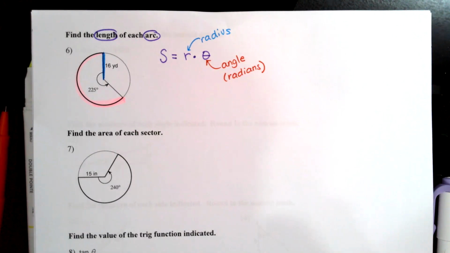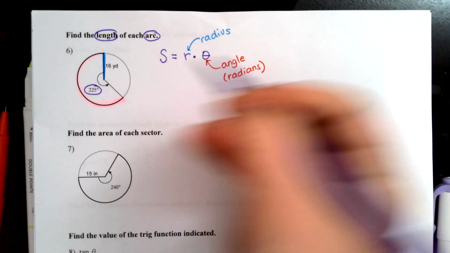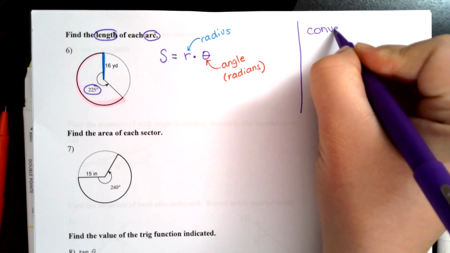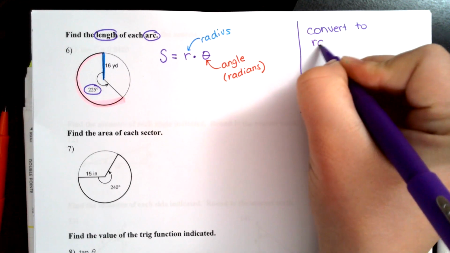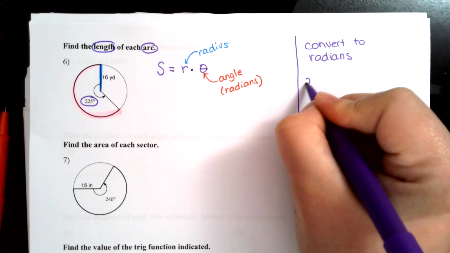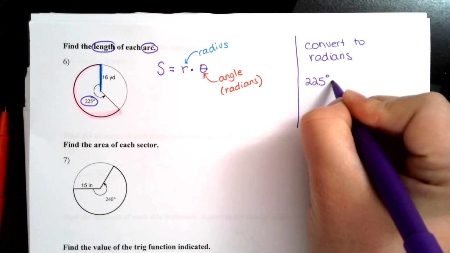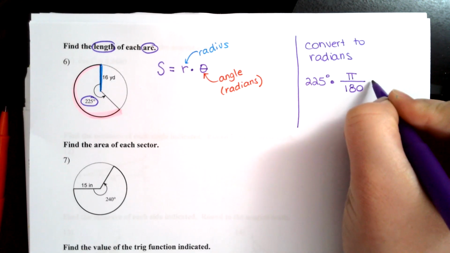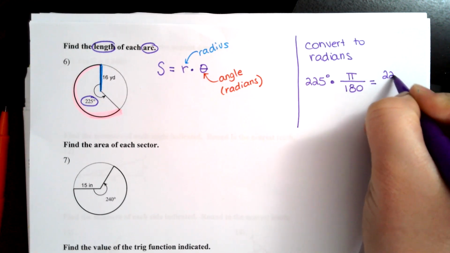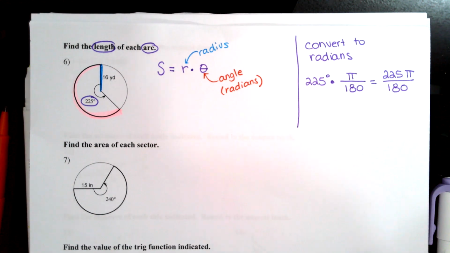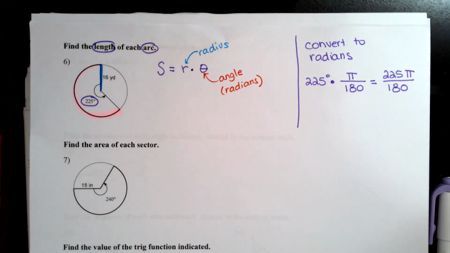So step number 1 is taking your given angle and converting. To convert to radians, you're going to take 225 degrees, multiply that by our conversion rate of pi over 180, and that's equal to 225 pi over 180. Now, this is not simplified. You must simplify. This is the calculator portion. So you can do this by hand or you can go ahead and use a calculator.